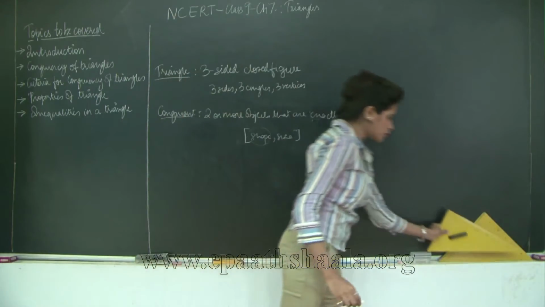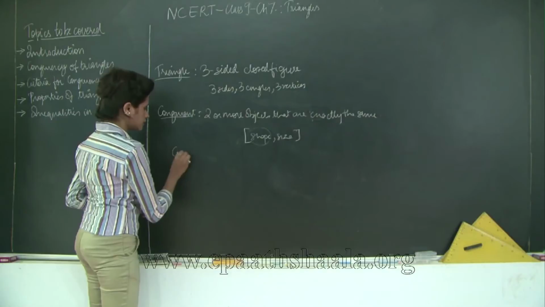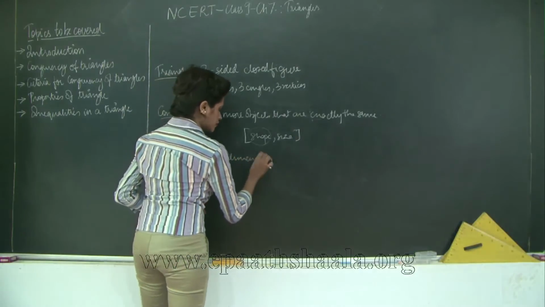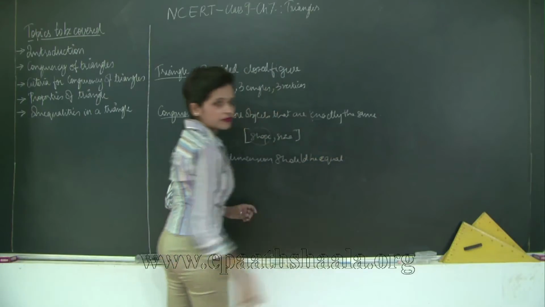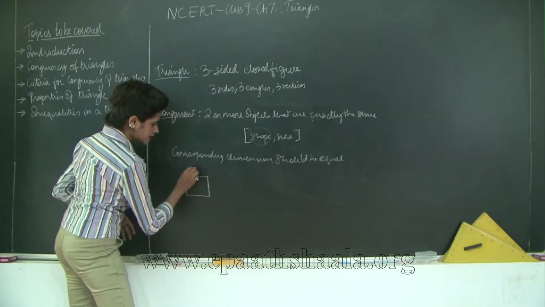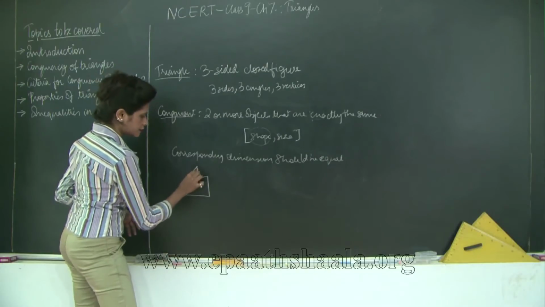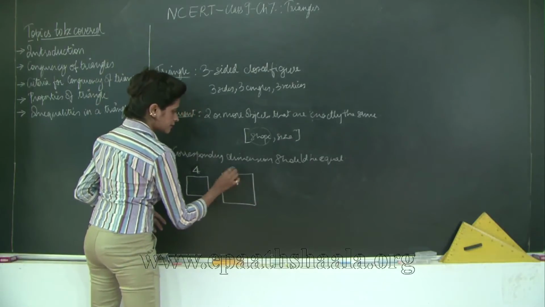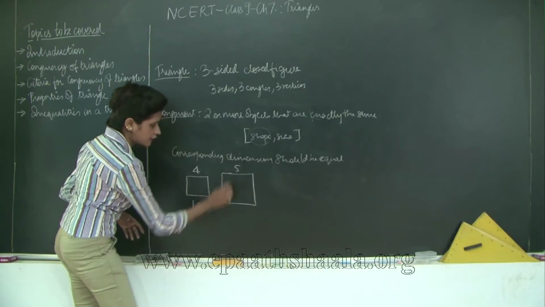So I hope you got an idea of what congruency is. In congruency, it is very important that the corresponding dimensions should be equal. Let's take an example. If I have a square that has, let's say, side 4 centimeters, or let's say 4 units, and if I have a square that has 5 units. Now the area of this square would be 16 and the area of this would be 25.